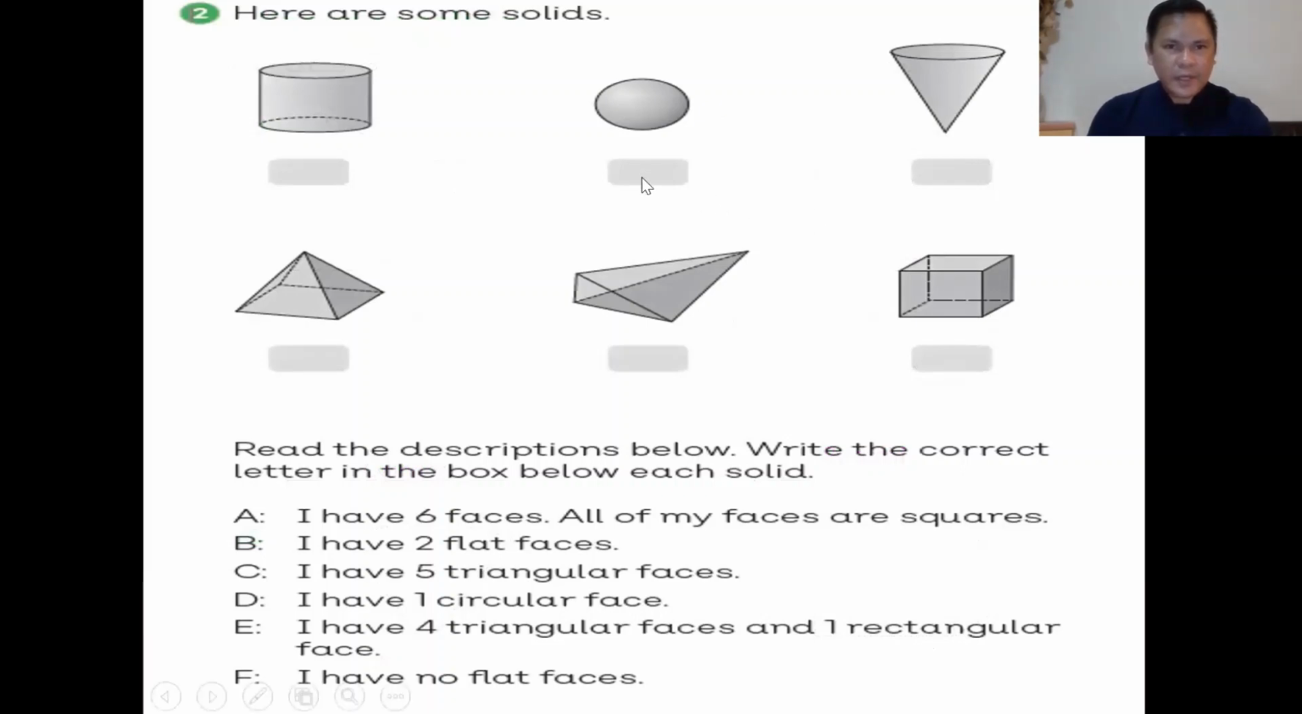Okay, here are some solids. Can you read the description below, then write the correct letter in the box below each solid? I have 6 faces. All of my faces are squares. Can you find here which have 6 faces and all of the faces are squares? Can you look at the picture?